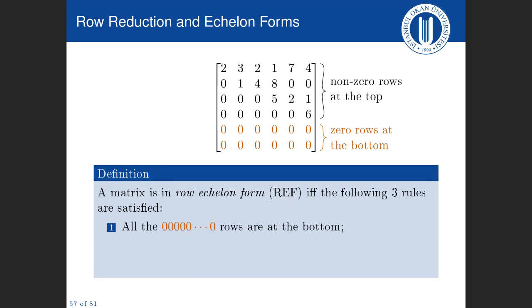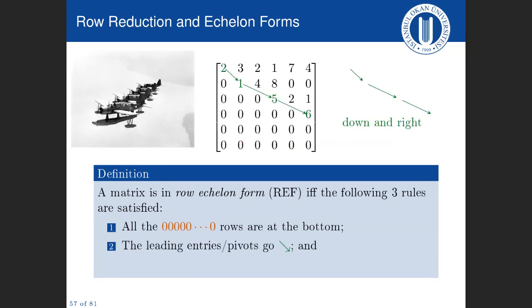Rule number 2. The leading entries or the pivots go down in this echelon formation, just like the planes in this photograph. They're going down diagonally. Every time we go down, we also go to the right. When we go from the 2 to the 1, we go down 1 and then right 1. And then we go down 1, right 2. And then again, from the 5 to 6, it's down 1, right 2. We're always going down and to the right. It's not straight down. Every time we go down, we always have to move 1 or more columns to the right.